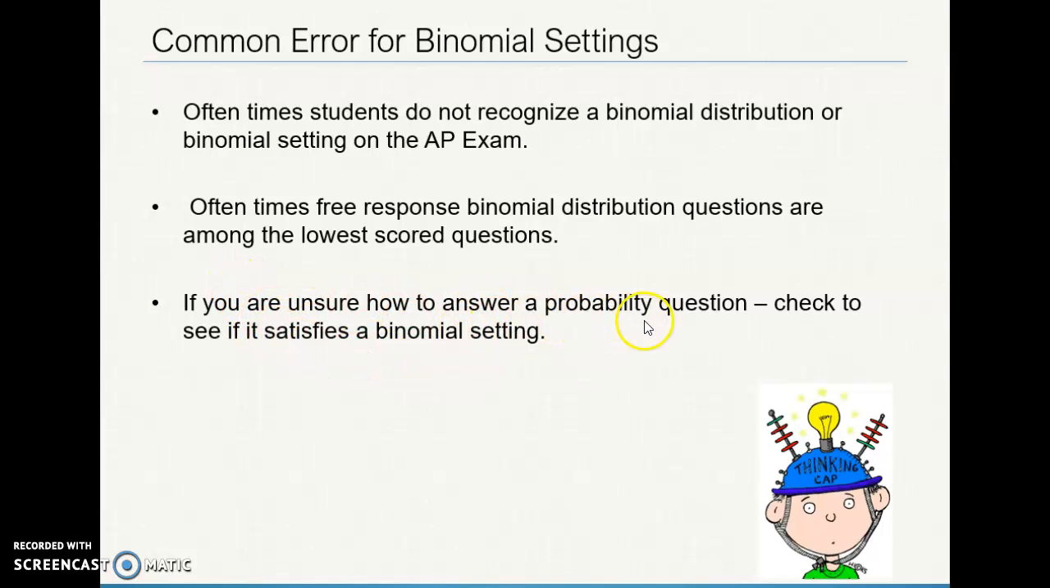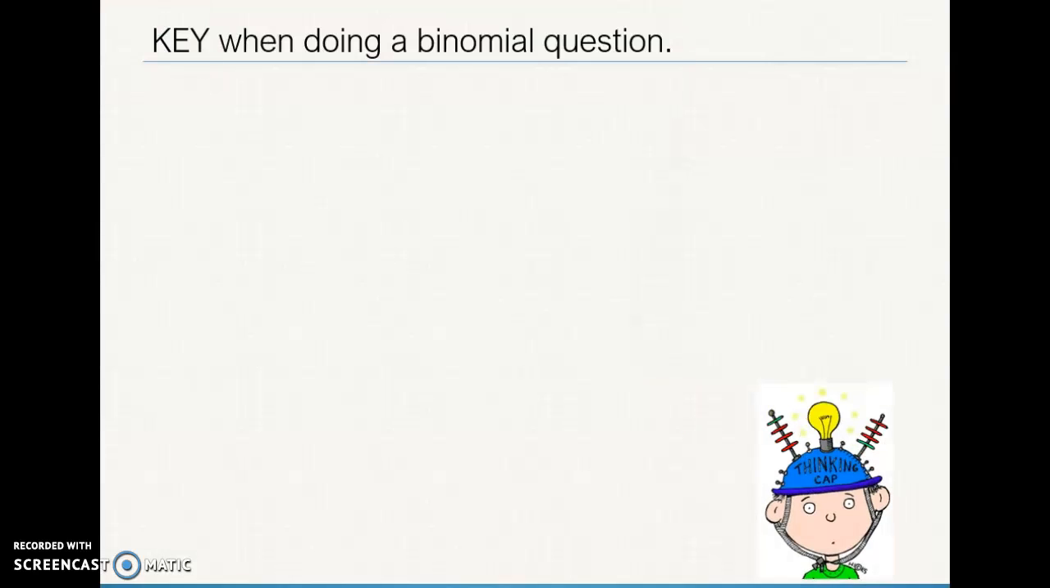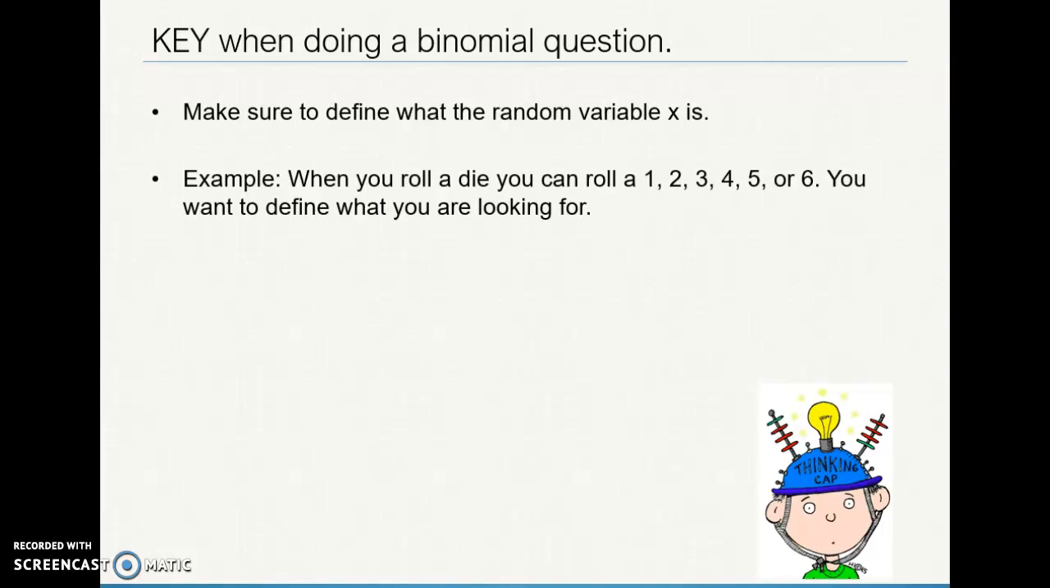If you're unsure how to answer a probability question, check to see if it satisfies the binomial setting because it will make your calculations a lot shorter. If it does, then you're going to use the knowledge you're about to learn to answer questions about a binomial setting. Now, here is key when you're doing a binomial question. Make sure to define what the random variable X is. X is equal to the number of times that you get the basketball in the hoop. X is equal to the number of times that you flip a coin and get tails.